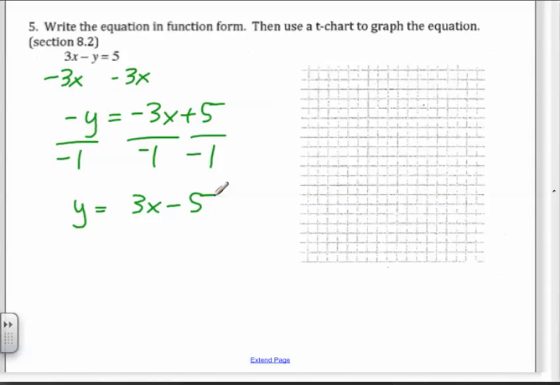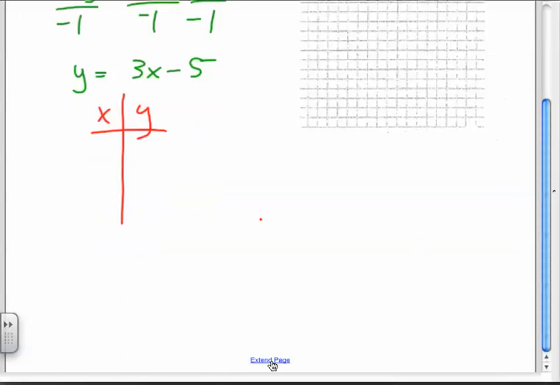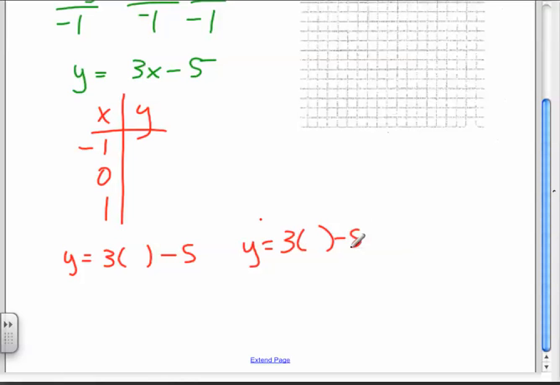Okay? Now they want me to graph this thing using a t-chart. So, Milan, you may remember, if I use a t-chart, that means I need to choose some x's and get some y's. All right, well, let's see. The equation is y equals 3x minus 5. I'm going to choose negative 1, 0, and 1. That way I've got a negative number, I've got a positive number, and I've got 0. And I'm going to plug those in. But you know what I'm going to do? I'm actually going to write this out 3 times so that I can do the equation 3 times. All right? And then the last time is y is equal to 3, parentheses, minus 5.